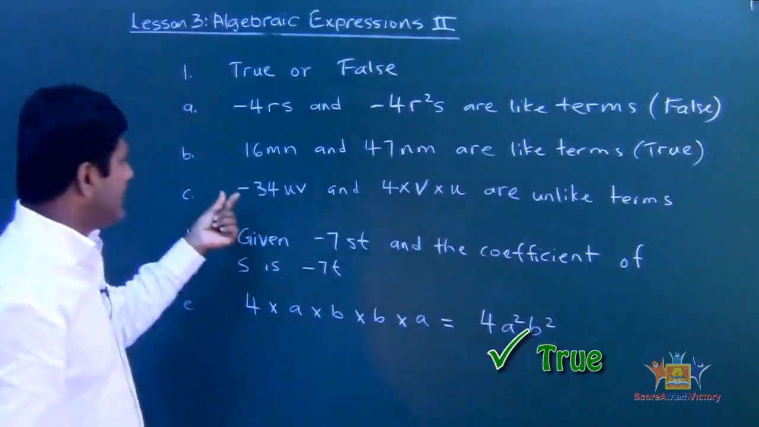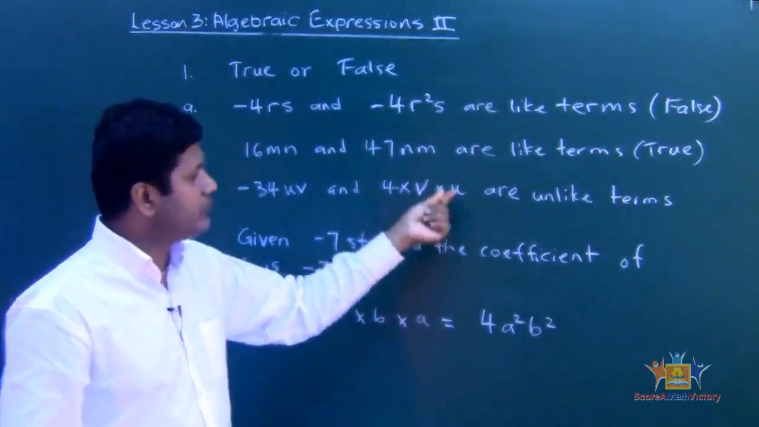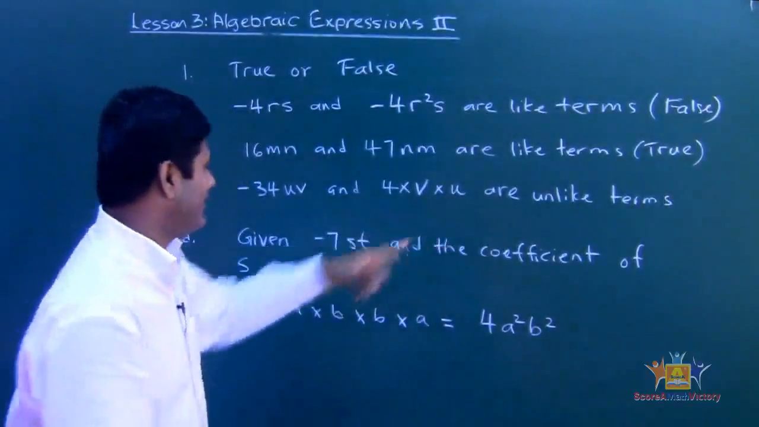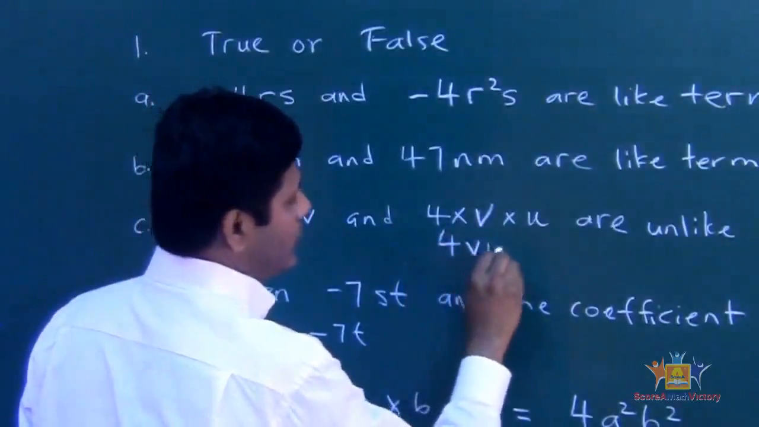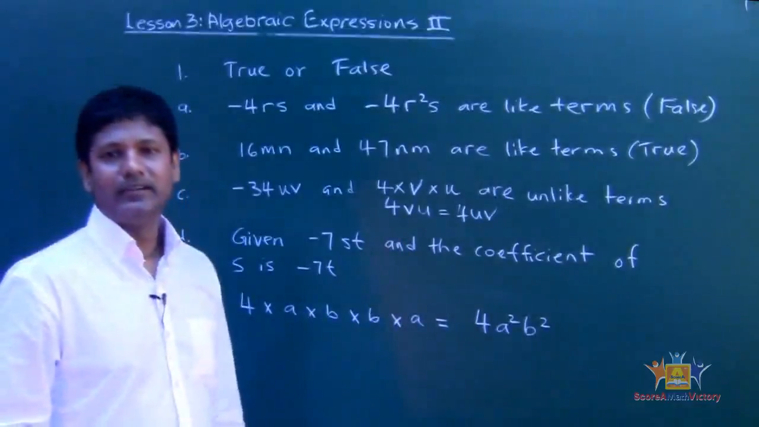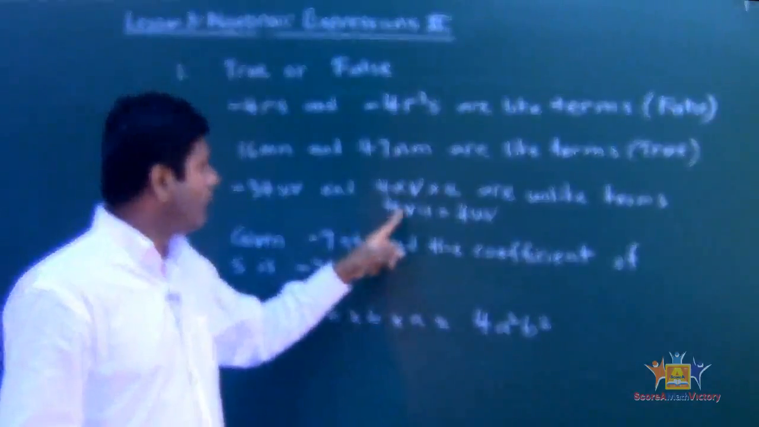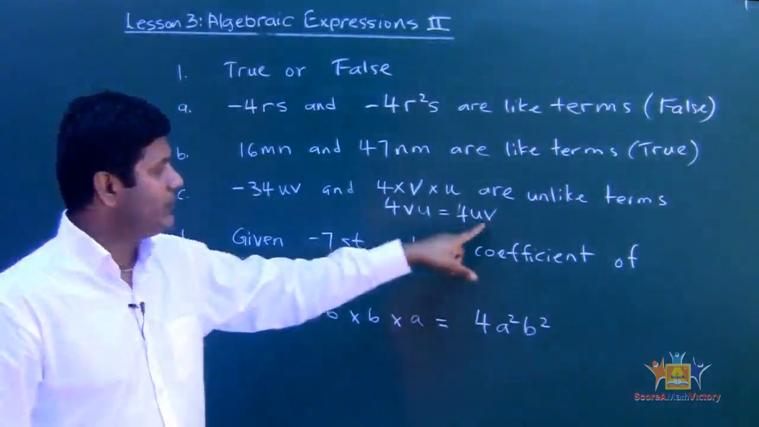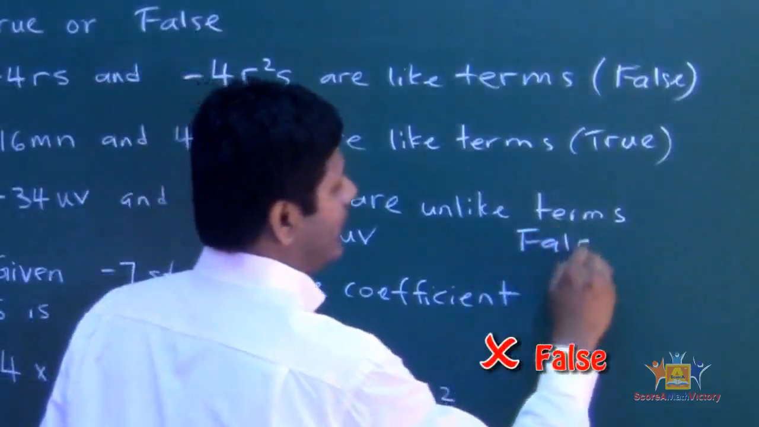Now what about this one? Negative 34uv and 4 times v times u are unlike terms. They are like terms. Why is that? Because if we multiply it out, it's actually 4vu, which is the same as 4uv. When you multiply, you can rearrange the order. So 4vu is also equal to 4uv, which matches negative 34uv. So the statement says unlike terms, it's false. They should be like terms.